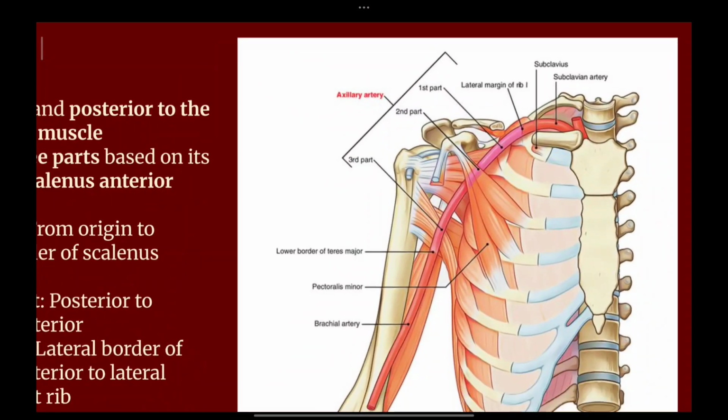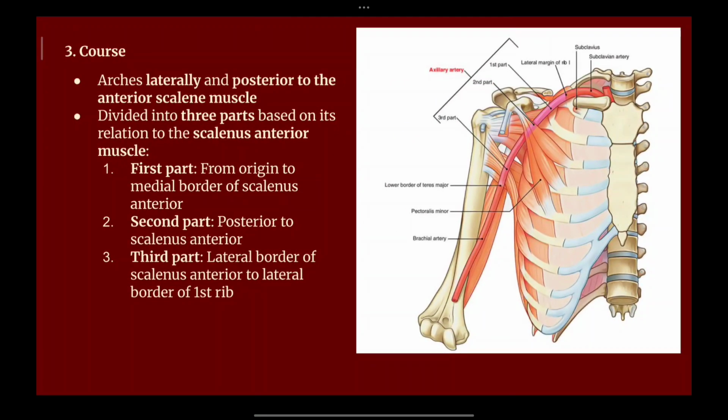The first part is the medial border of scalenus anterior. Then you have the second part, posterior to the scalenus anterior, which is behind the scalene muscle. Then the third part, which is from the lateral border of scalenus anterior to the lateral border of the first rib. So that covers the three parts of the axillary artery.